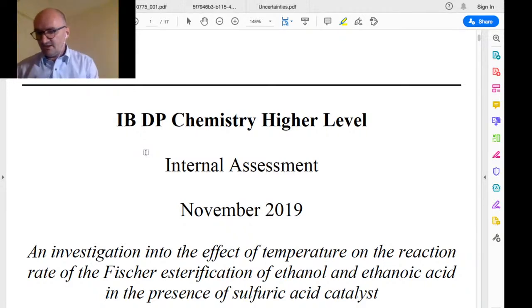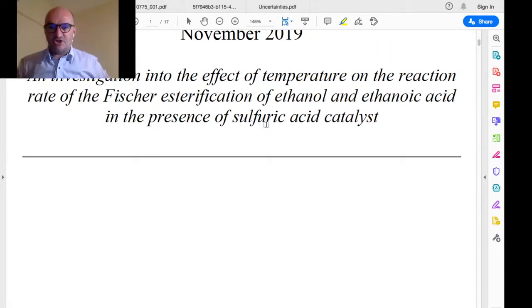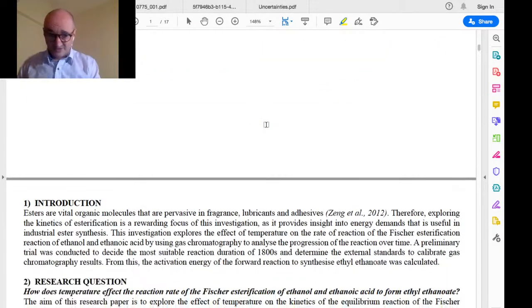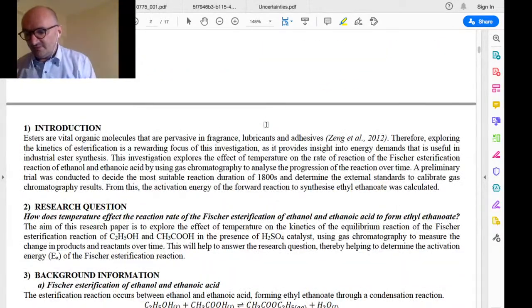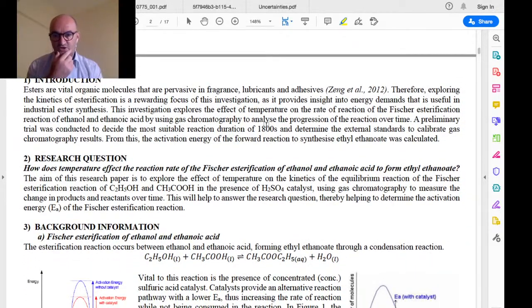But as promised, here is a 24 out of 24, which was submitted last year. I will say that it did use fancy pants gas chromatography, because we managed to wangle one from our finance department. Be good to use it. So the student's using the effect of temperature on reaction rate of Fischer esterification of ethanol and ethanoic acid in the presence of sulfuric acid catalyst. Standard reaction. It was interesting to see, in fact, the comparison between this one and the previous one as we just have a look through.